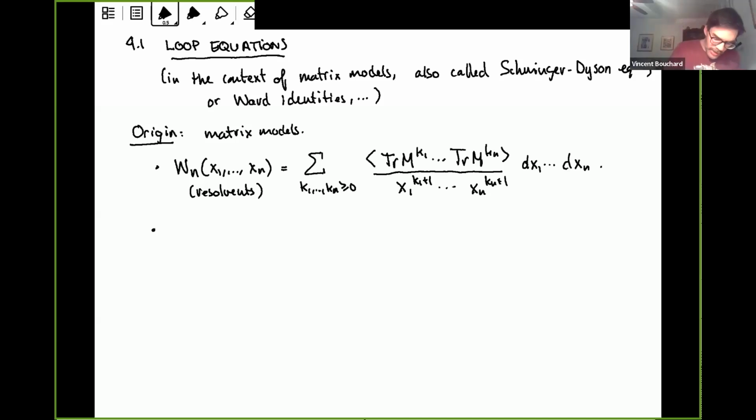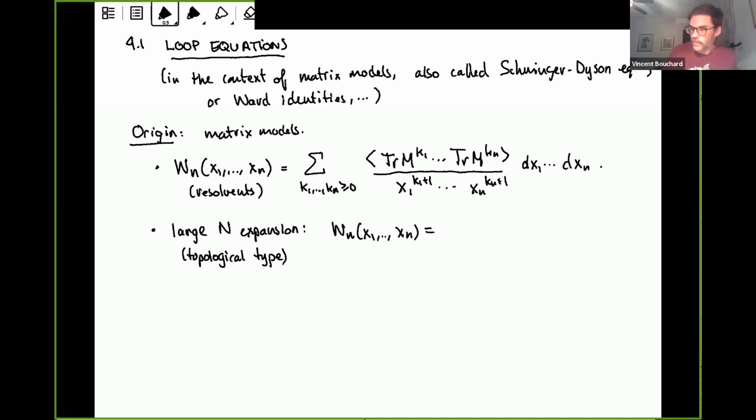Now, one very nice thing with matrix models is that you can do a large N expansion. N is the dimension of the matrices that you integrate over. Very generally, this is sometimes called topological type. It's not always true that there is such a large N expansion, but when there is, it's called topological type. This expansion basically says that you can expand these resolvents as series in 1 over N. That looks like this, and that defines some objects W_{g,n}.